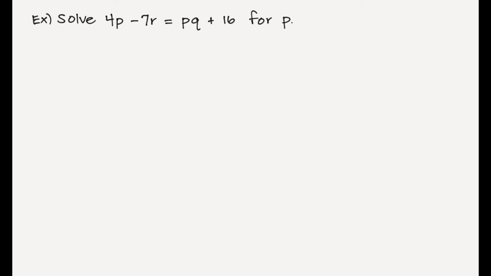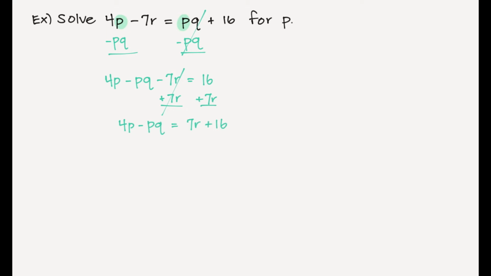Here's another equation. Let's solve 4p minus 7r equal to pq plus 16, and we're going to solve it for the variable p. So since p is on both sides of the equation, let's move them to the same side by subtracting pq. So I have 4p minus pq minus 7r is equal to 16. Now we can move that 7r to the opposite side by adding it. So I have 4p minus pq is equal to 7r plus 16.